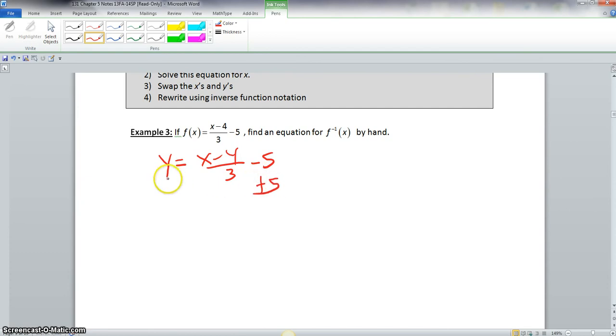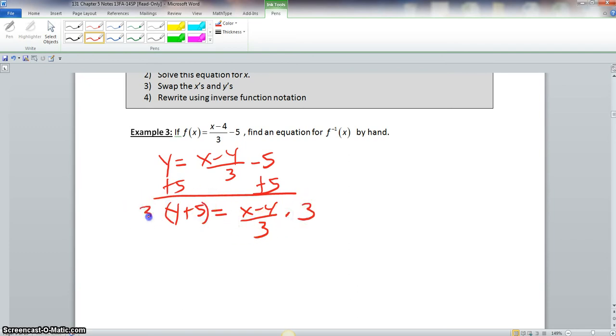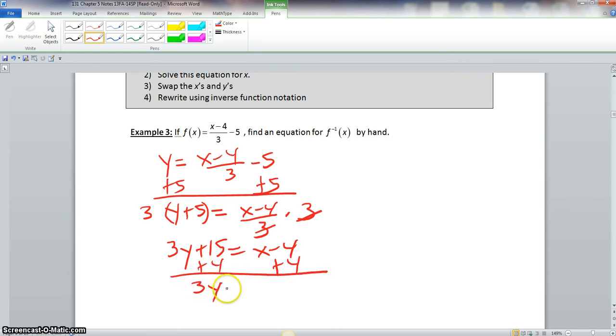So we will add 5 on both sides. So we will have y plus 5 is equal to (x minus 4) over 3. Now we have to get rid of this divided by 3 on both sides, so we multiply each side by 3. And that will give us 3y plus 15 is equal to, these 3's will simplify out, x minus 4. Now we will add 4 on both sides. So we will have 3y plus 19 is equal to x.